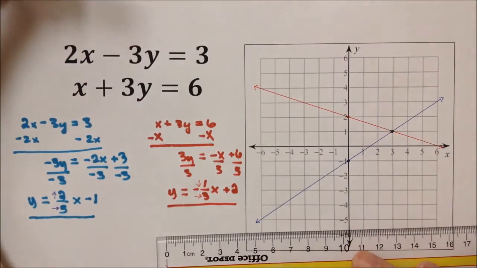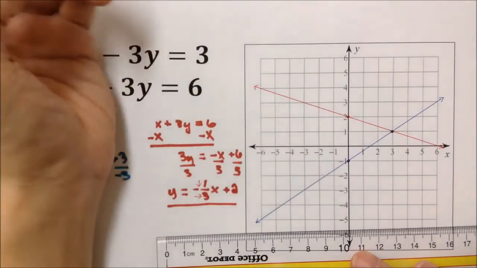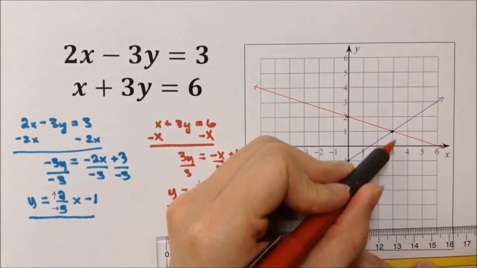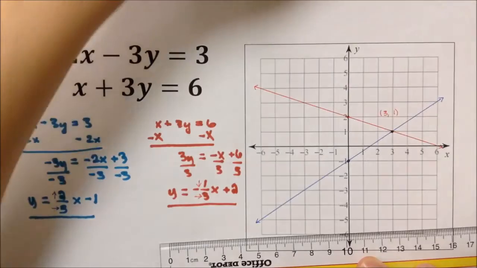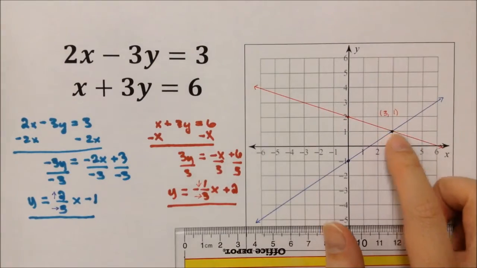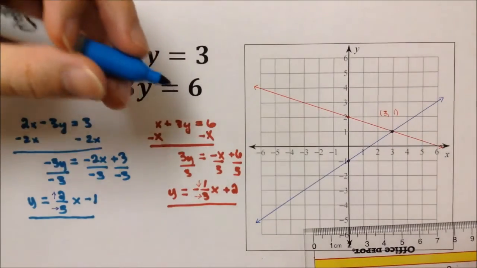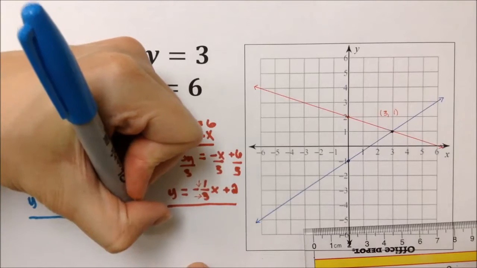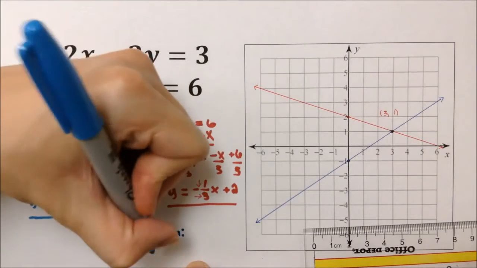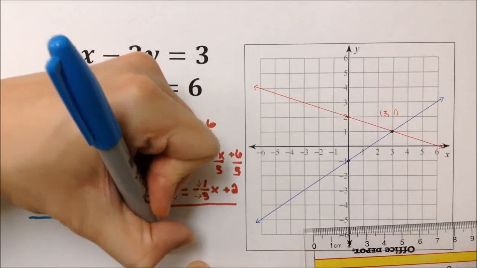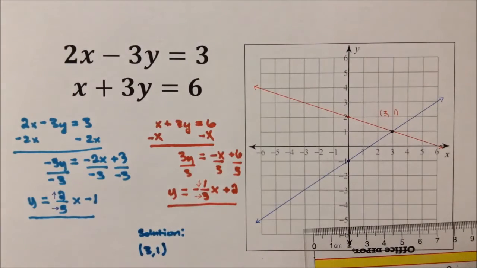Now, when we graph, we just look for where the two lines intersect. So the two lines intersect here, which is 3, 1. So I'm going to write right here, 3, 1. So when you see an intersection, that's our solution. When you're solving for the value of x and y, we would just write it as a coordinate. So our solution is 3, 1. You can write it like that as a coordinate point, 3, 1.